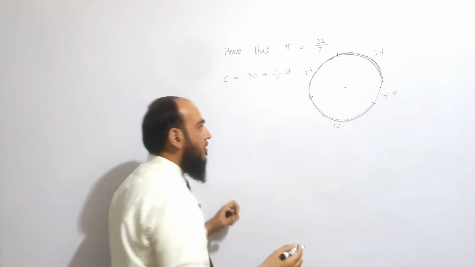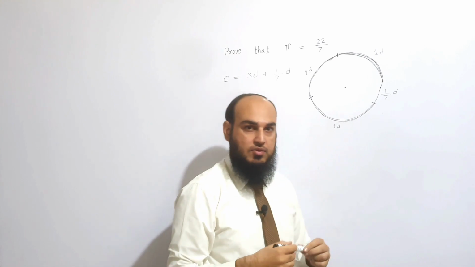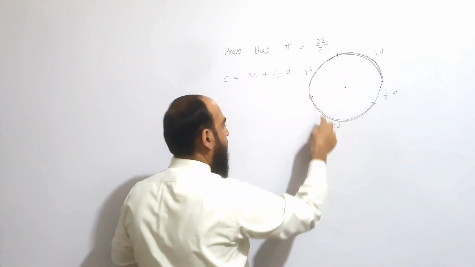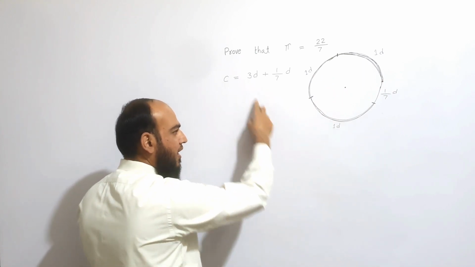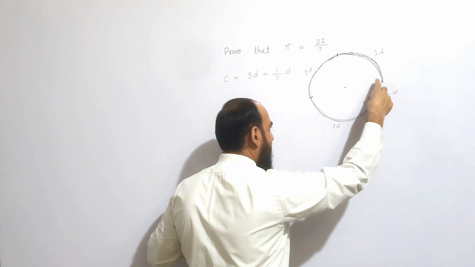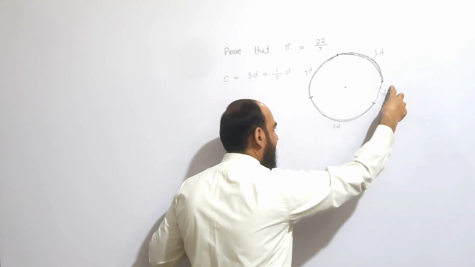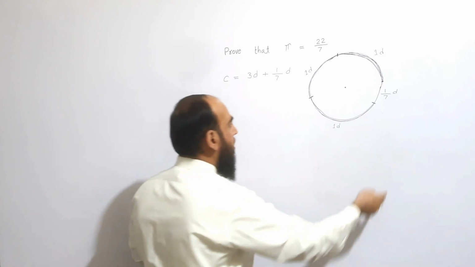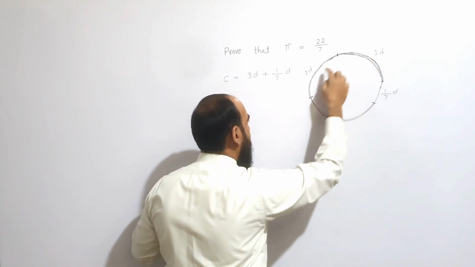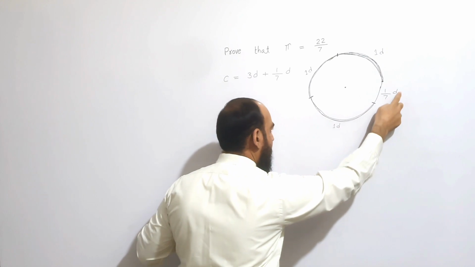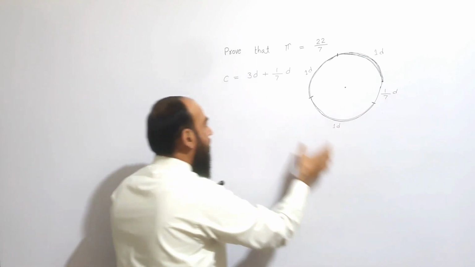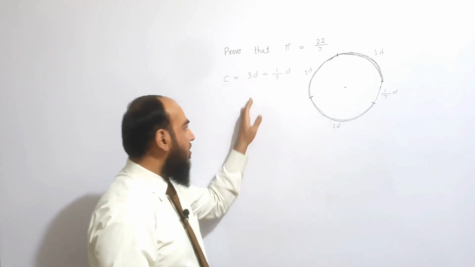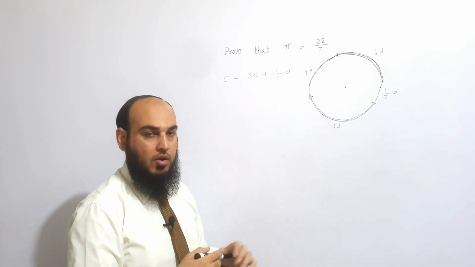Okay, it means that on the circumference of the circle you got 3 diameters, 1, 2, 3, 3 times diameter, and the small portion left, that is the 7th portion of the 1 diameter, that is 1 over 7 diameter. If you add them, 1, 2, 3 plus 1 over 7 diameter, you will get this equation: circumference is equal to 3 times diameter plus 1 over 7 of diameter.